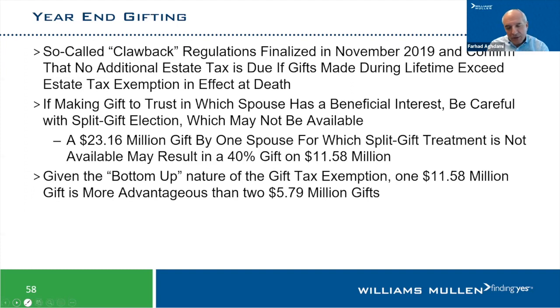The last thing I want to mention is, just given sort of the bottoms-up nature of how you use the gift tax exemption, you really have to eat it up from the bottom, and so making one $11.5 million gift by one spouse is better than each spouse making two $5.79 million gifts, because if the idea is you want to use up all the exemption, you really want to burn through one spouse's exemption first. So in planning, just kind of think through some of those things.